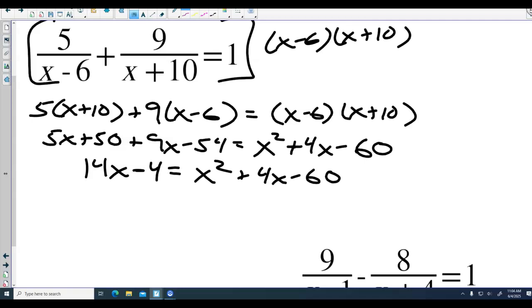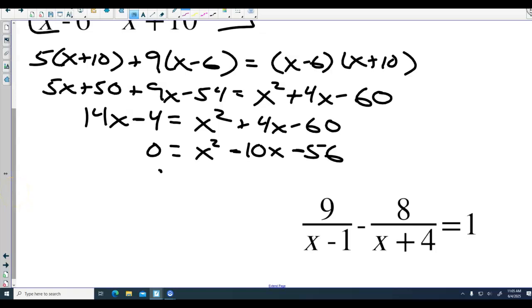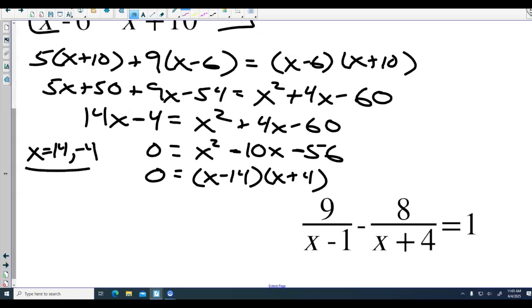I'm subtracting 14x on both sides. That gets me to a negative 10x. I'm adding 4 on both sides. That gets me to a negative 56. Fortunately, and I said to you on the test, I'll make sure this happens: x minus 14, x plus 4. All the problems will be able to be factored. And my answers are 14 and negative 4.